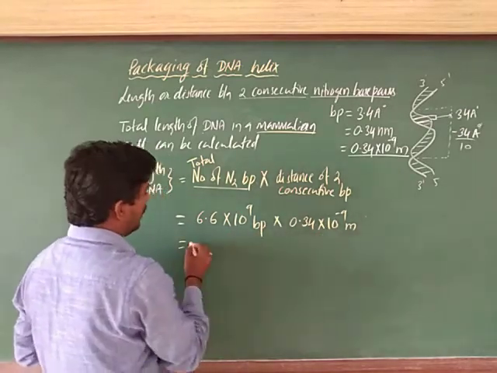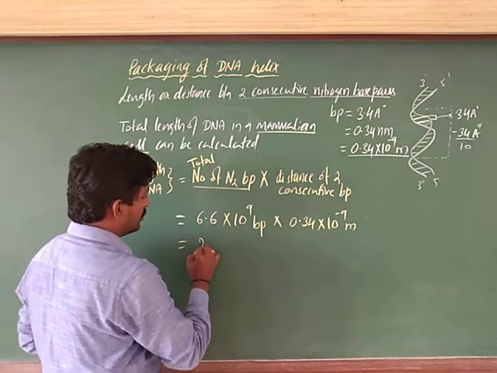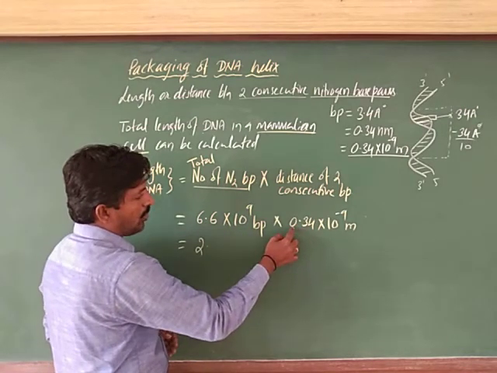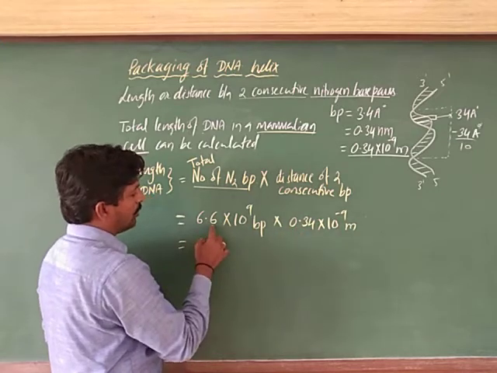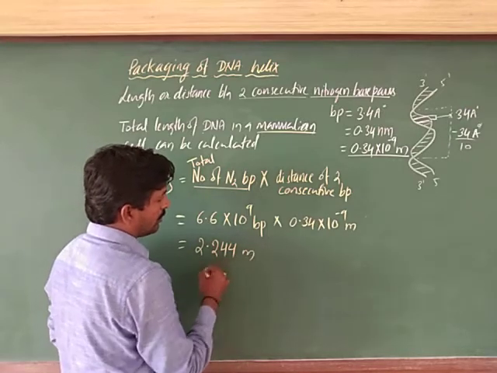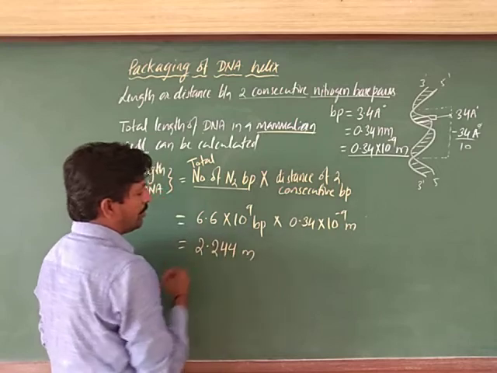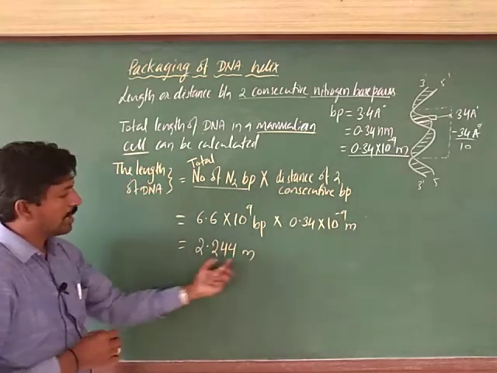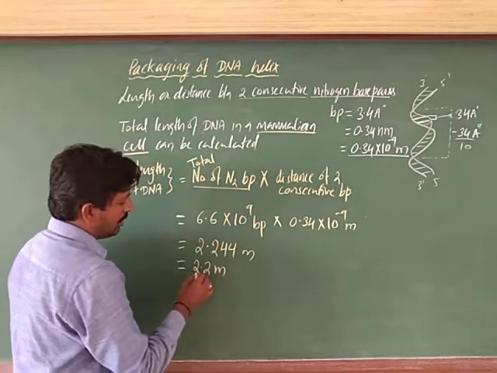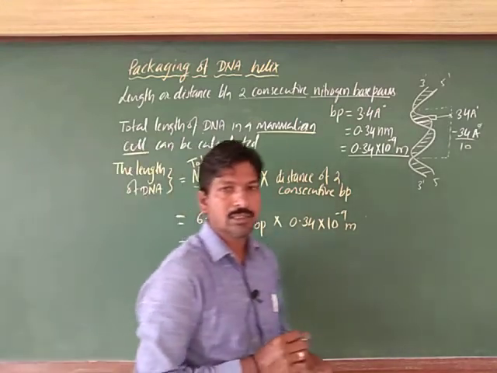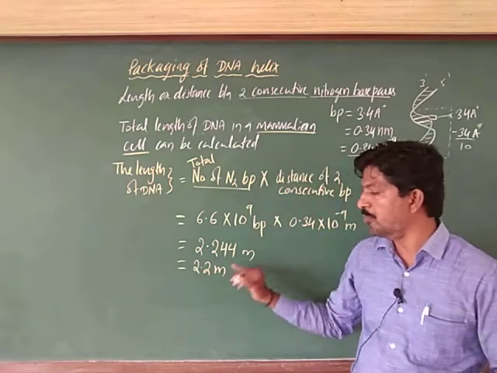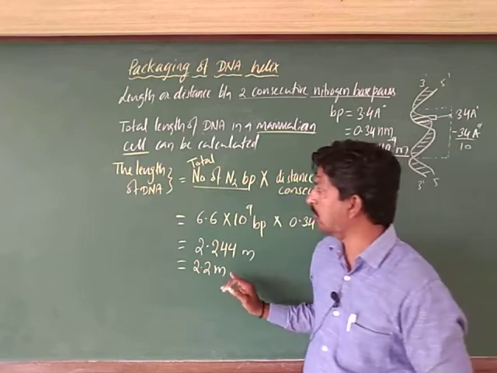So, these will get cancelled, and when you multiply 0.34 into 6.6, you will get the value 2.244. Okay. It is a number, and the length is there here, so we can apply the meter. Approximately 2.2 meter is the total length. Yes, in a typical mammalian cell, the DNA length is about 2.2 meter. Understood? In this way we can calculate the length.